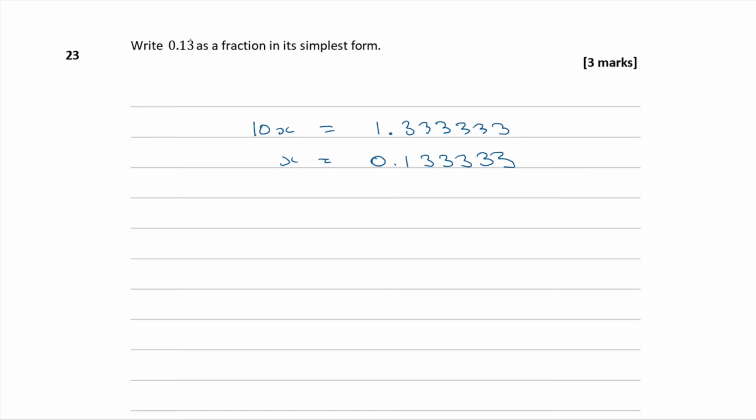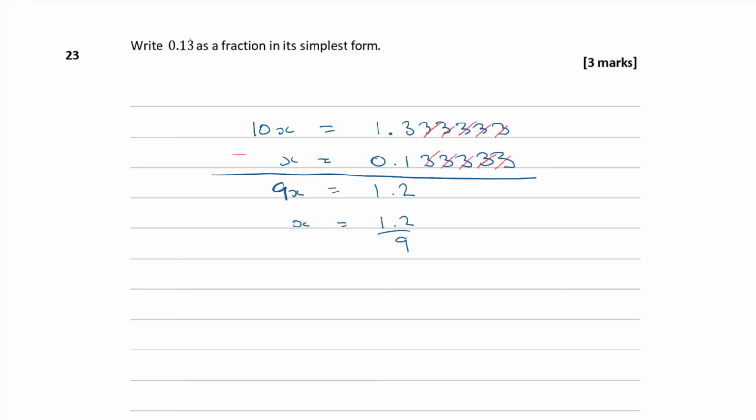Now notice that if I subtracted these from each other, then 10x minus x is going to give me 9x on this side. On the other side, if I did a subtraction, that 3 is going to cancel with that, that 3 is going to cancel with that, and so on. So essentially I've got 1.3 minus 0.1 on the other side, and 1.3 minus 0.1, that is 1.2. So I've got 9x is equal to 1.2. So dividing through both sides by 9, I'm going to get x equals 1.2 over 9.